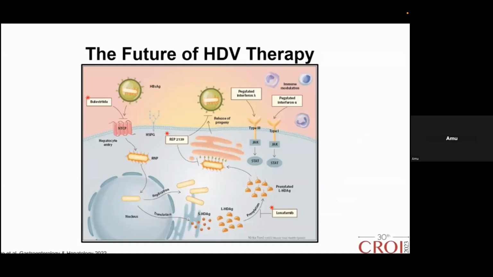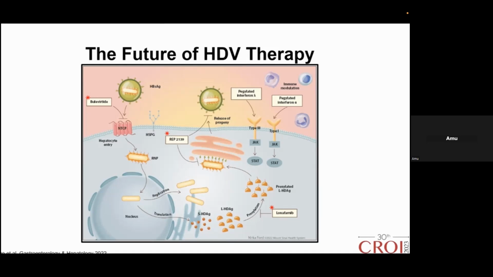So I'll end the talk by reviewing some of the newer therapies that have been looked at for hepatitis D treatment, which include 3 main drug classes. Bulevirtide blocks hepatitis B and D binding to sodium taurocholate cotransporting polypeptide, that NTCP transmembrane protein, and therefore this drug blocks entry of these viruses into the hepatocytes.